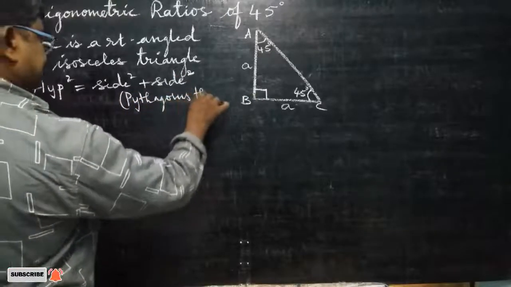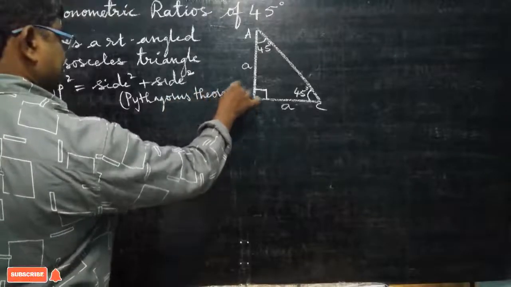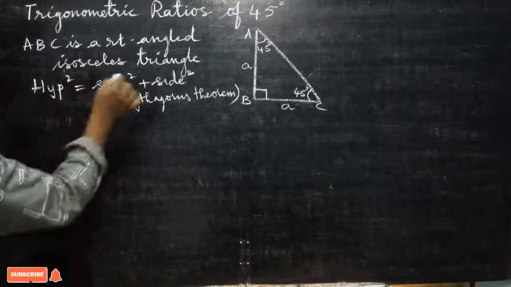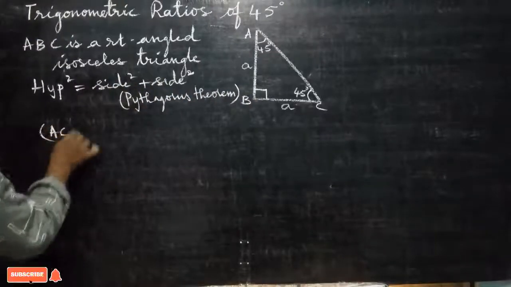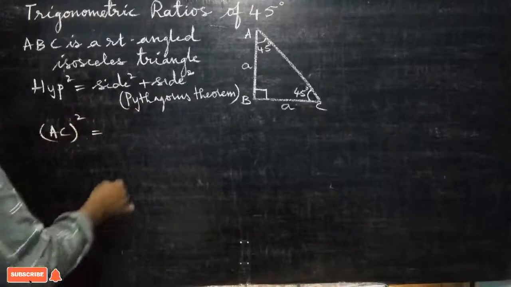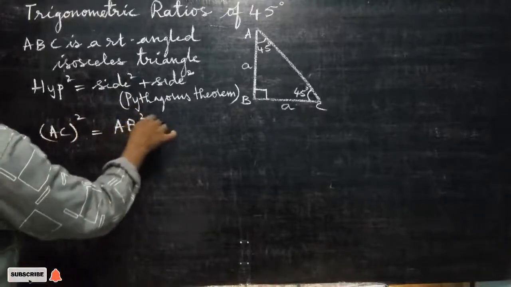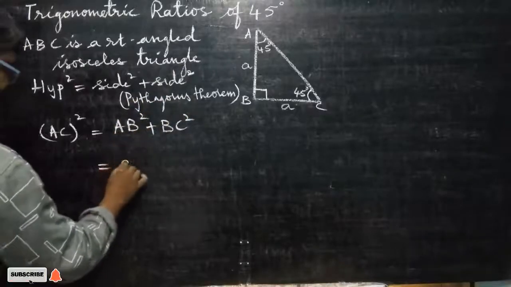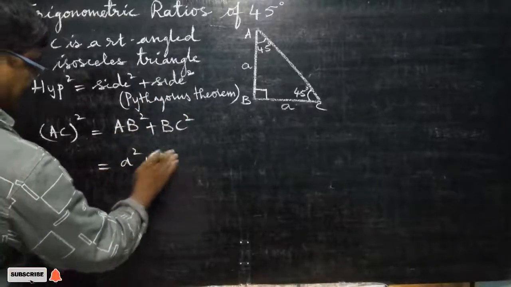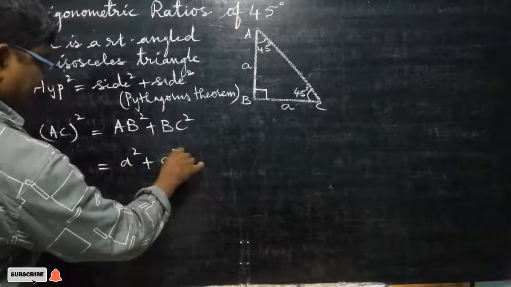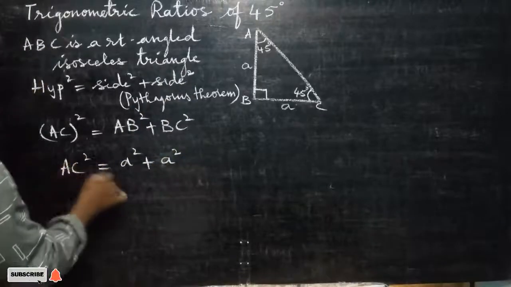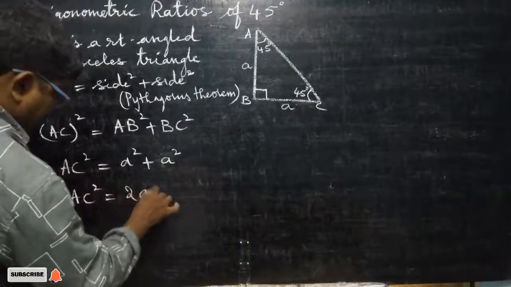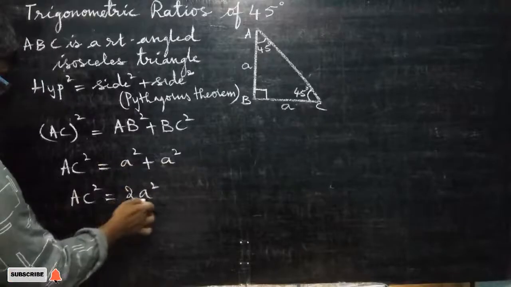This is the Pythagoras theorem. In a right angle triangle, the square of the hypotenuse is equal to the sum of the squares of the other two sides. Here hypotenuse is AC. AC whole square is equal to AB square plus BC square. AB is A and BC is also A, so A square plus A square is 2A square. So AC square is equal to 2A square.